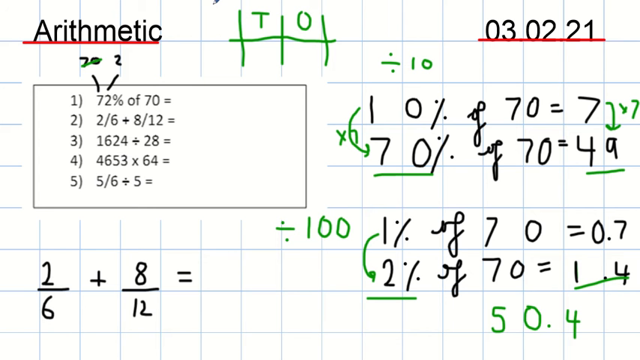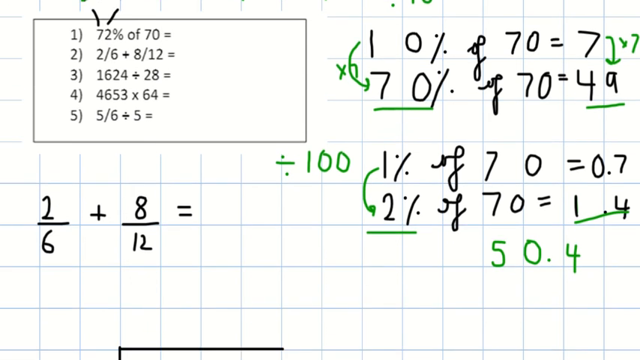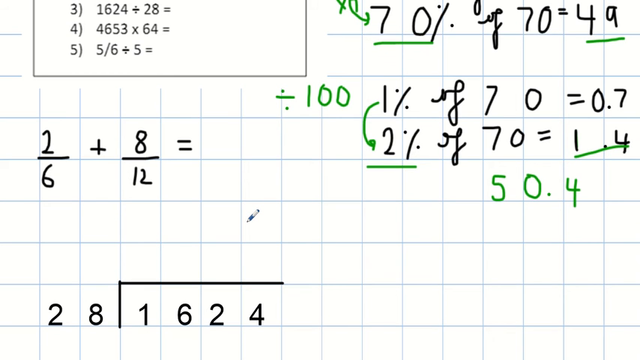Okay, let's have a look then at question 2. We've got 2/6 add 8/12. Now when we're adding and subtracting fractions, what's the first thing that we need to check? You're right, we need to check the bottom numbers or the denominators. Now we want these two to be the same before we continue. So what could I multiply by to make them the same?